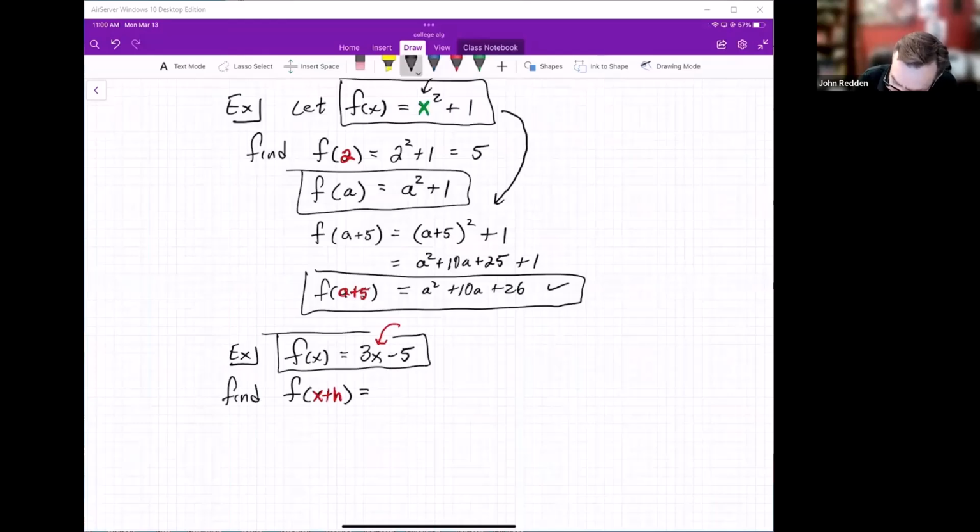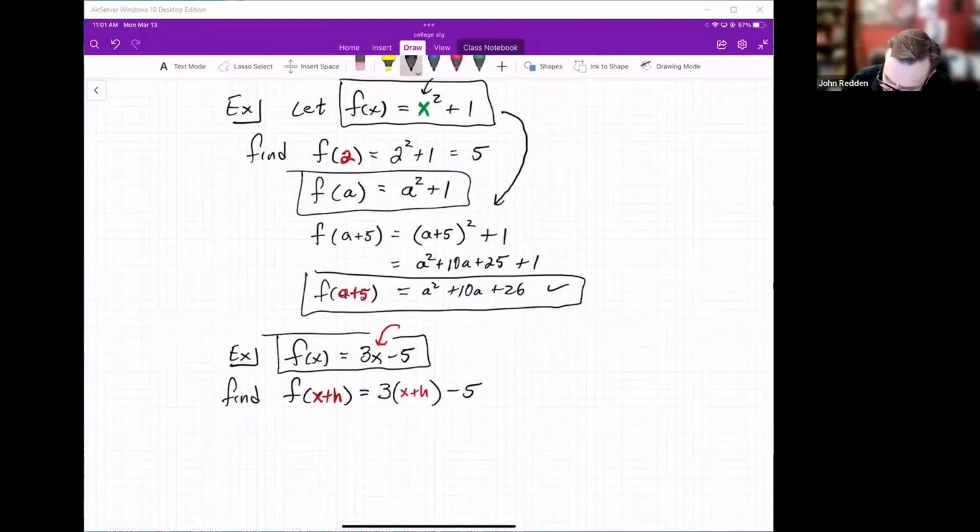So I'm looking at this as my template. What I like to do is wherever I see an x, I'll put a parentheses first, and then I'll plug in whatever it wants me to plug in. So in this case, x plus h. After which you then do the math. So that 3 has to be distributed. I get 3x plus 3h minus 5. And that doesn't simplify. So that's as far as I can go with that. That would be f of x plus h. That's part of the difference quotient we're going to get to later.